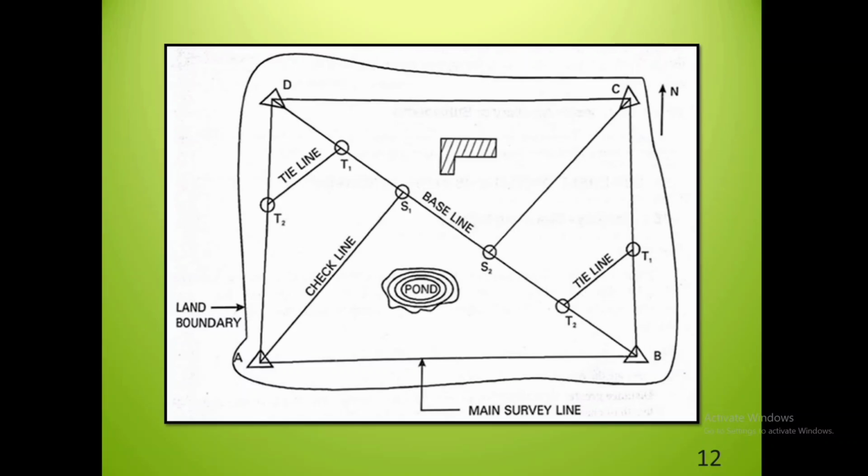Next is tie or subsidiary lines. The lines which are joining tie stations or subsidiary stations are known as tie lines or subsidiary lines. The main object of running these lines is to take the details of nearby objects, but it also serves the purpose of check lines. Next one is check line. The lines which are run to check the accuracy of field work are called check lines, or also called proof lines.